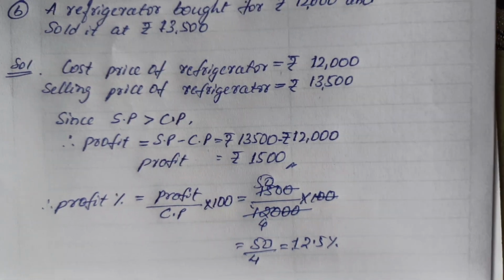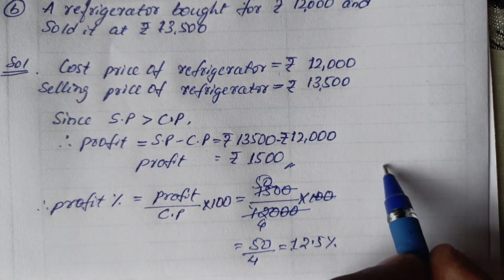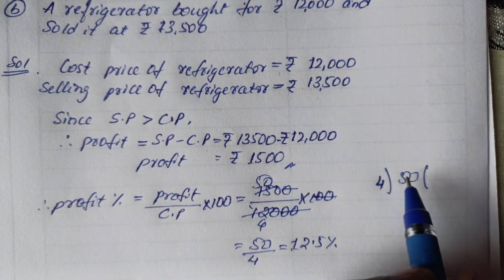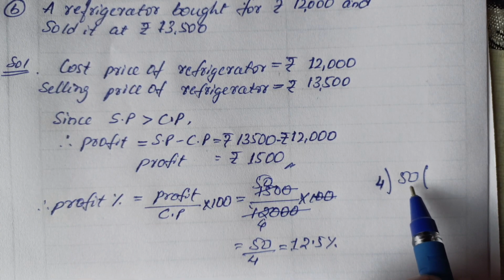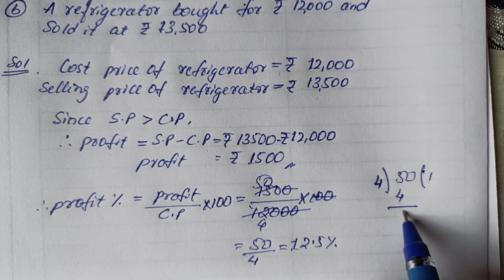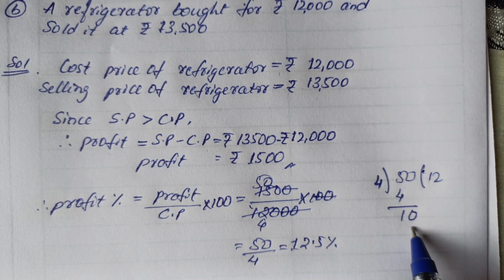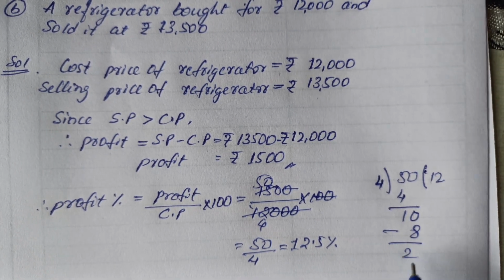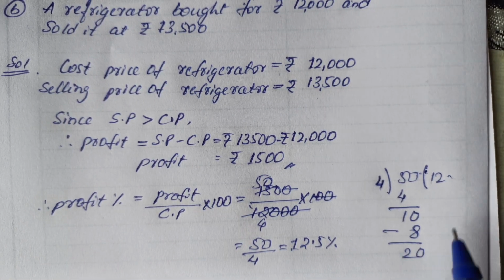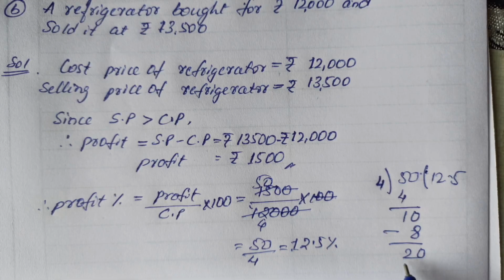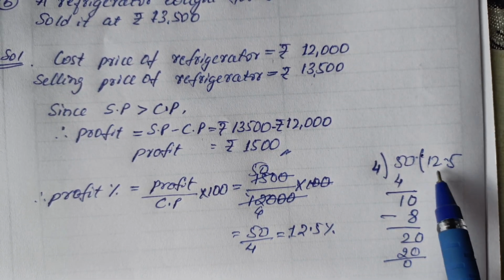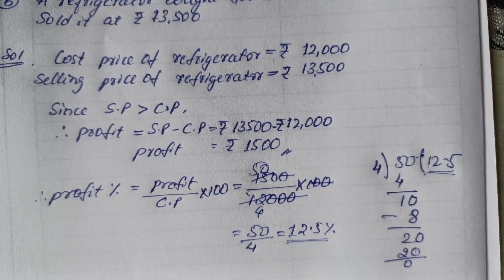How do we calculate that? Let's calculate here by division method. 4 ones are 4, 4 twos are 8, minus is 2. Point we take, because there is nothing, we'll take one more 0 here, 20. So here 4 5s are 20, that is equal to 0 is the answer. So we get 12.5 as the percentage.